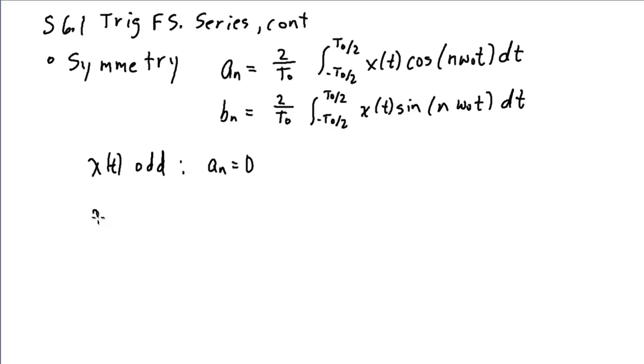Similarly, it's worth noting that if x of t is even, then if you multiply that even function times an odd function like sine, the product will be odd, and then in that case, if x of t is an even function, all of the bn will be 0.